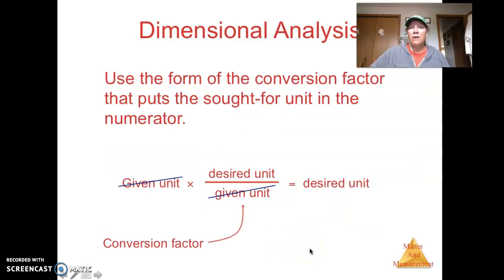Whenever you're doing dimensional analysis, you start with something and it's going to give you an answer. You put the unit you start with on the bottom, and what you're trying to find on top. Sometimes it's just one step, sometimes it's several, depending on what you're looking for. But the unit you start with is what you want on the bottom. This conversion factor, again, is like multiplying by 1.